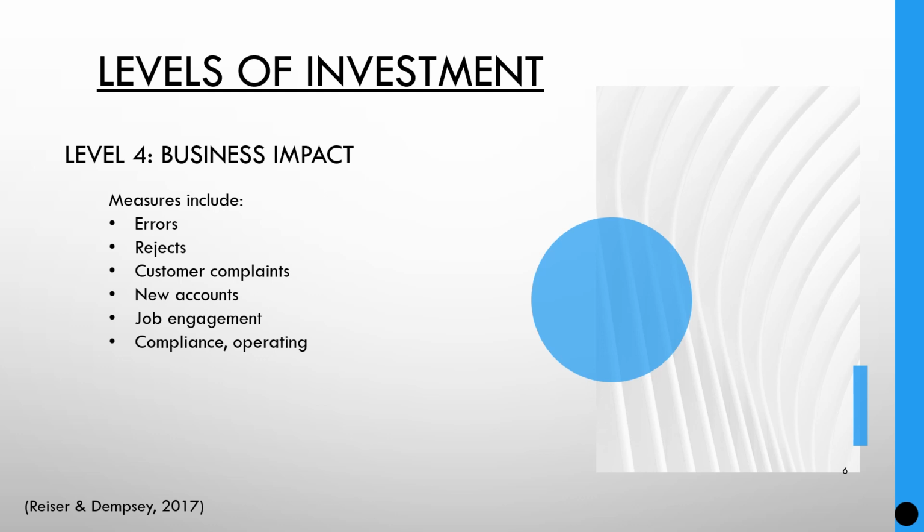Level 4 is the business impact. This is where you're going to determine the impact the business, the company, or the organization had on your classroom, on your teachers, on your staff. What are the errors? What are the teachers' complaints? What are the requirements, and what do they need to do? Where can we take what they are saying and how can we make it better? What is the impact that it is having on your staff?